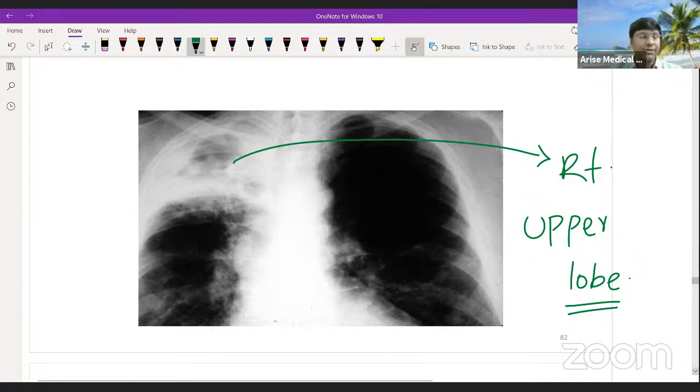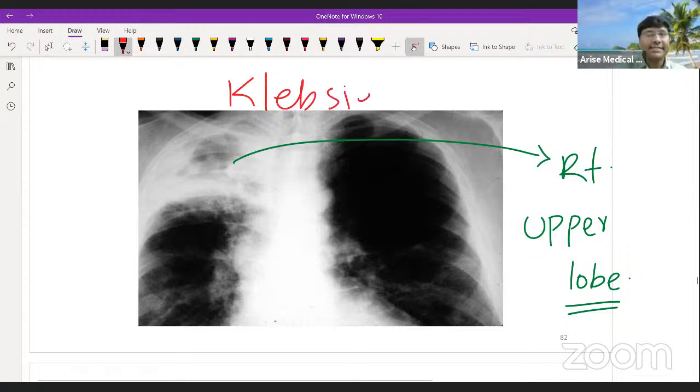Klebsiella, very good, Samuel. Right upper lobe consolidation is seen in case of Klebsiella. Right, excellent. Okay, that is with the Klebsiella.